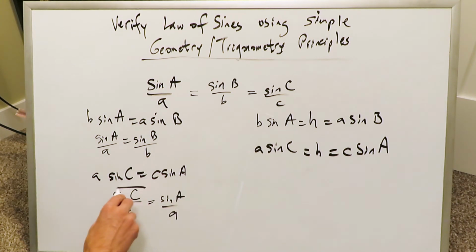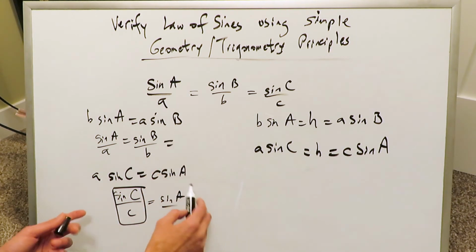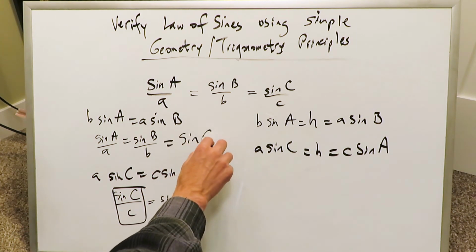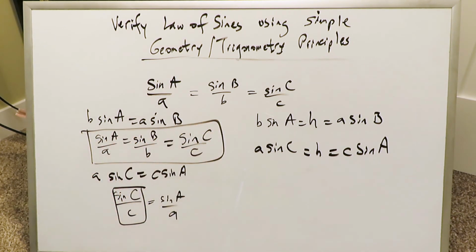We can take this specific component right here, we know it's equal to that, and we can bring it right over here and we can just transpose it here, sine C over c, and the law of sines has been verified to be true using basic geometry and trigonometry.